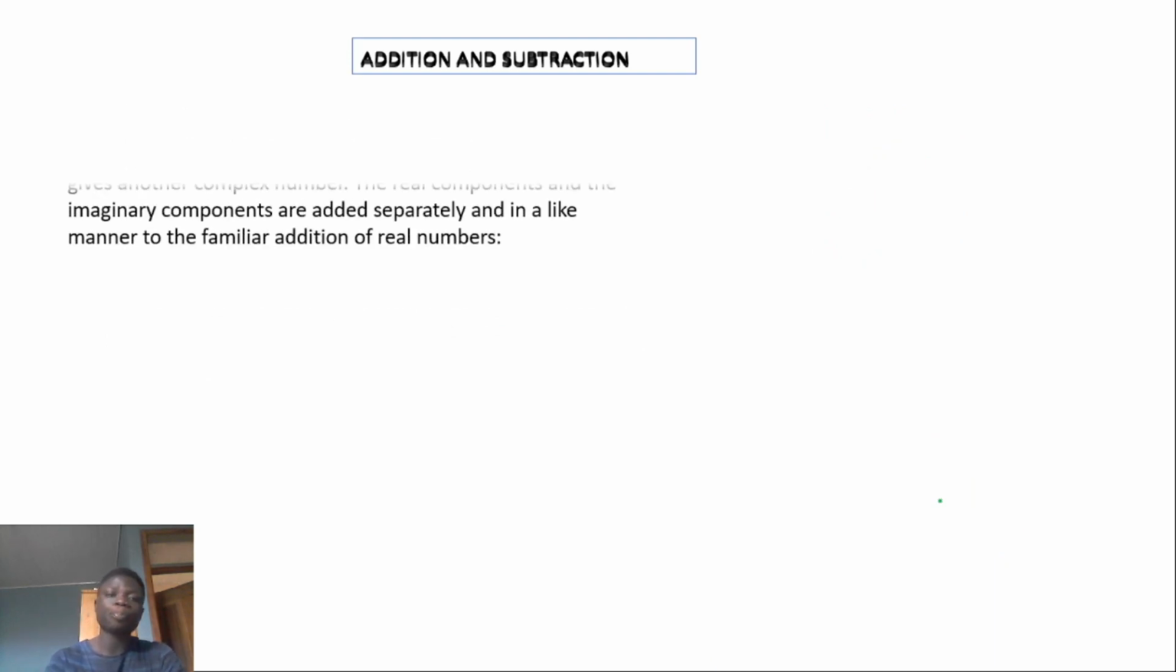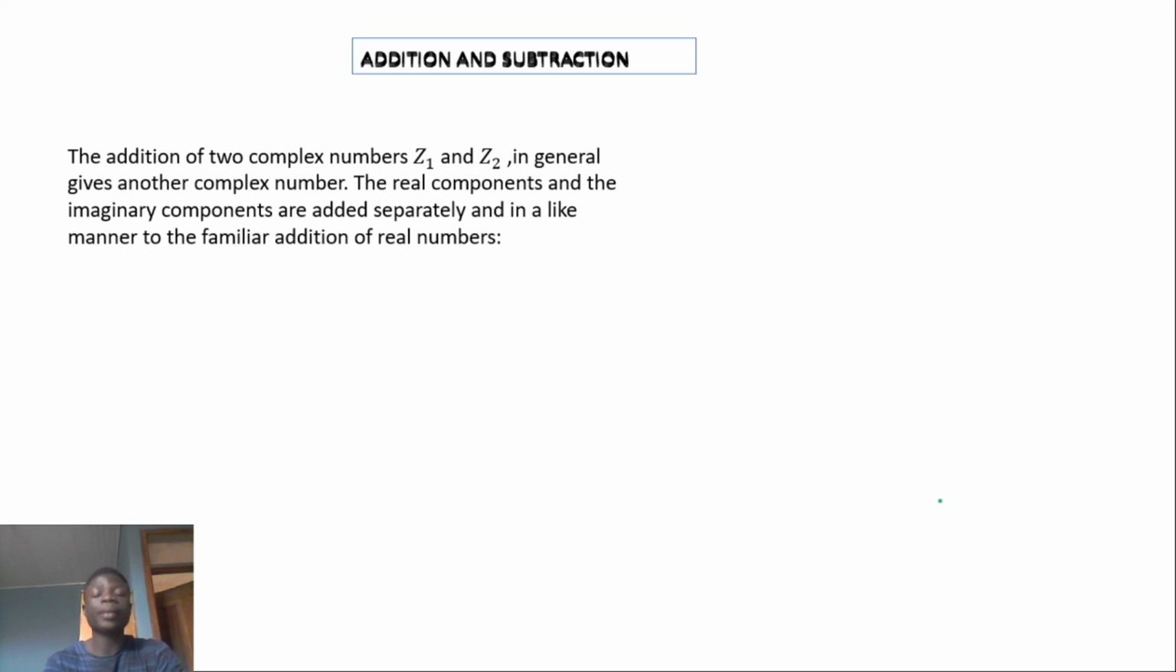Now let's move on. Now we have addition and subtraction of complex numbers. With addition and subtraction of complex numbers, we have Z1 and Z2. So normally they'll give you Z1 and Z2. What you need to do is, normally in algebra, if the terms are of the same kind, we add them. That is, we group like terms. The same thing applies to this. You are supposed to group like terms.